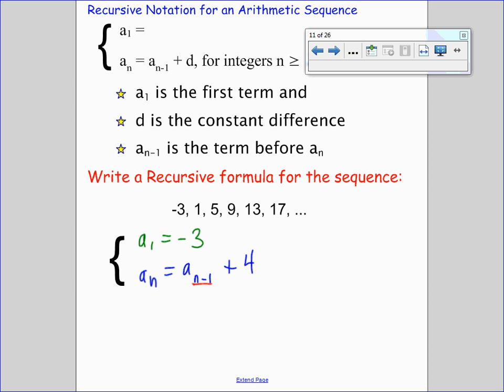Would this work for 17? It would work for 17 because to get a sub 6, I'd look at a sub 6 minus 1, which is 5. A sub 5 is the term right before it, and do what to it? Add 4 to it. 13 plus 4 is, voila, 17. So a recursive formula gives me a start value and then a rule to get the current term based on the previous term's value. Awesome.